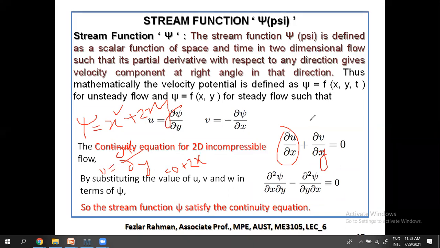Now this u you put over here, then del u by del x equals 2. Similarly, you figure out the other value, then you see whether it satisfies the continuity equation or not. If it satisfies the continuity equation, then you can say, okay, this is the right function for the streamline. That means this is the accurate stream function.